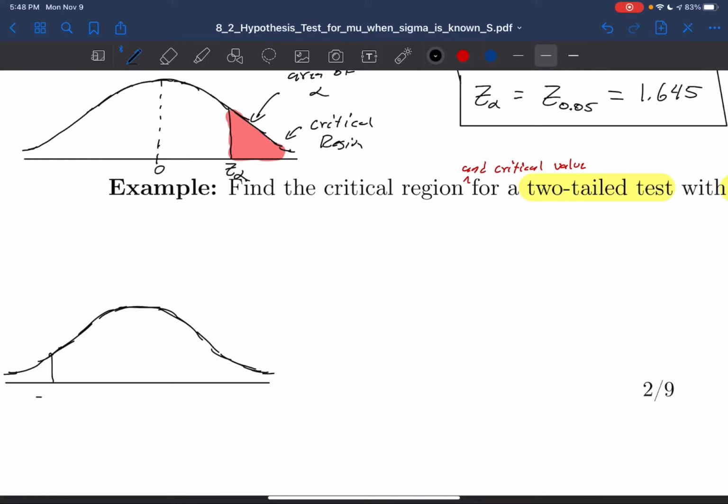We're trying to find negative z of alpha over 2, negative z of alpha over 2, and positive z of alpha over 2. And here is going to be our critical region. Our critical region will be this part here and this part here.